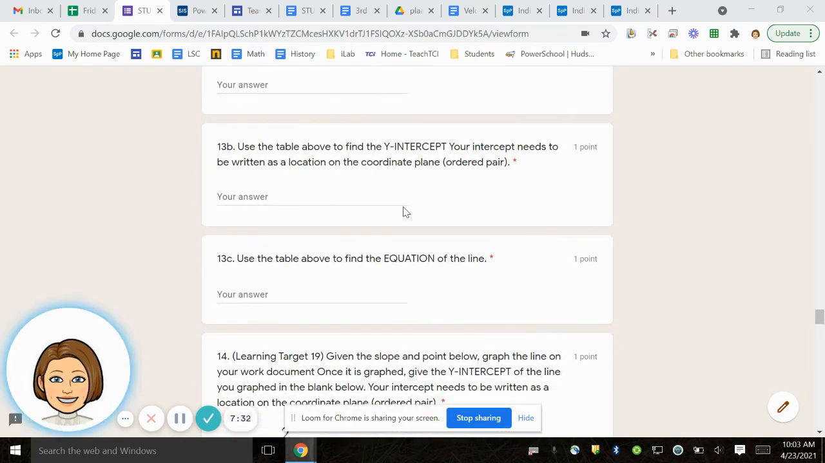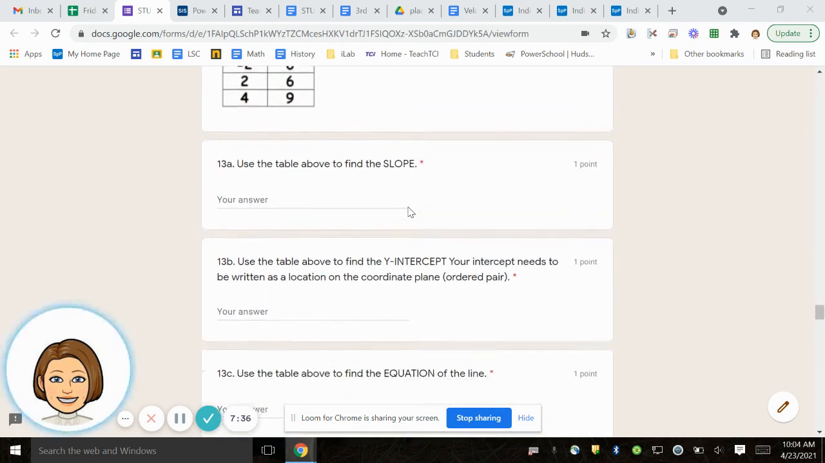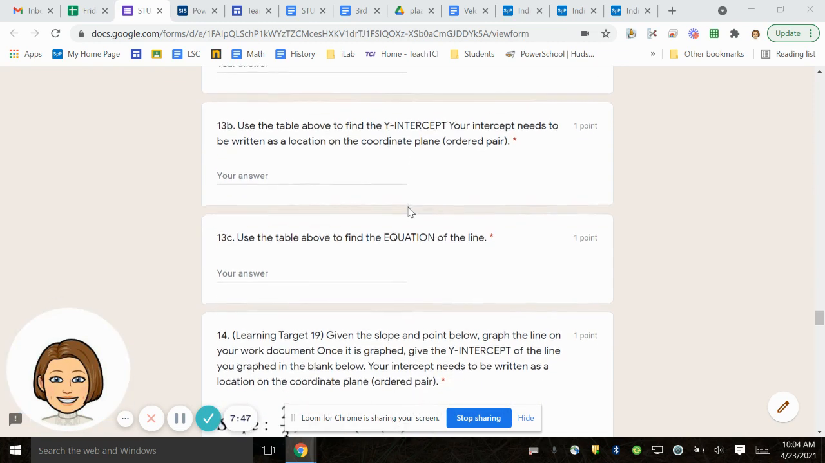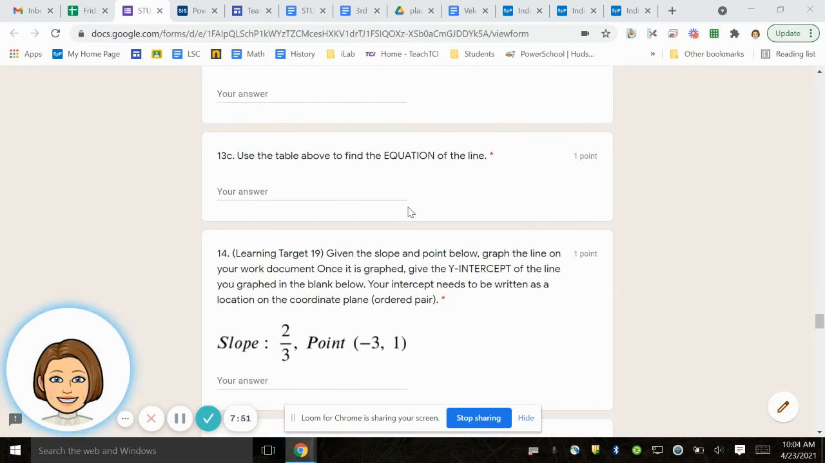13b, using your slope and a point from the table, find the y-intercept. Solve for b. Your intercept needs to be written as a location on the coordinate plane, or an ordered pair. 13c, now that you have the slope and the y-intercept, write the equation in slope-intercept form.